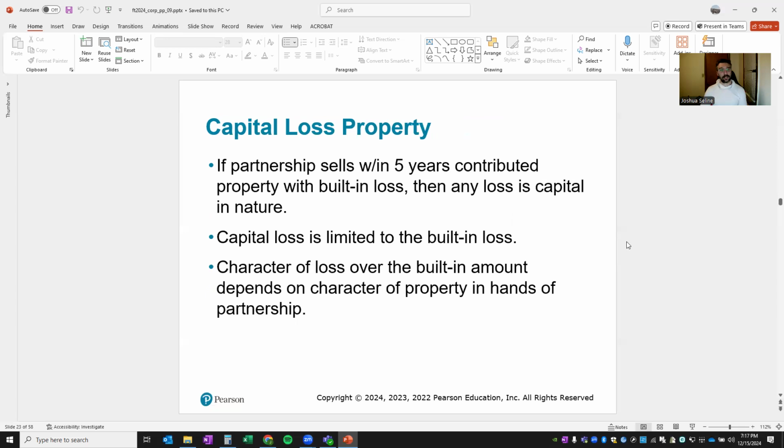Same thing with capital loss property. If a partnership sells contributed property with a built-in loss within 5 years, then any loss is capital in nature. Capital loss is limited to the built-in loss. Character of loss over the built-in amount depends on the character of the property and the partnership.